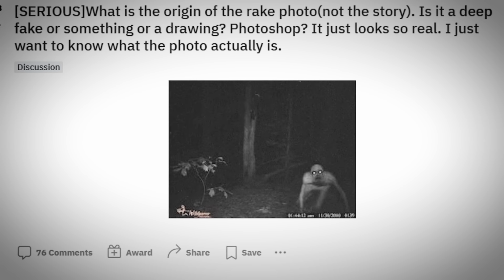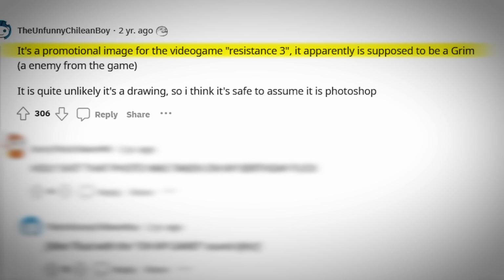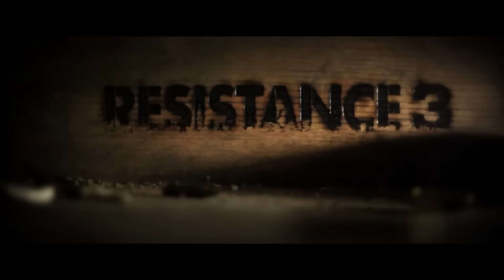It's an image that has haunted those who have seen it, desperately trying to figure out what exactly this terrifying entity is. The image in question was reposted all over the internet, and its eerie, realistic look convinced people into thinking it was a genuine photo taken by a trail cam or something of the like. While doing research on the origins of the photograph, it turns out it was actually part of a large marketing campaign for the video game Resistance 3, which was released on September 6, 2011.